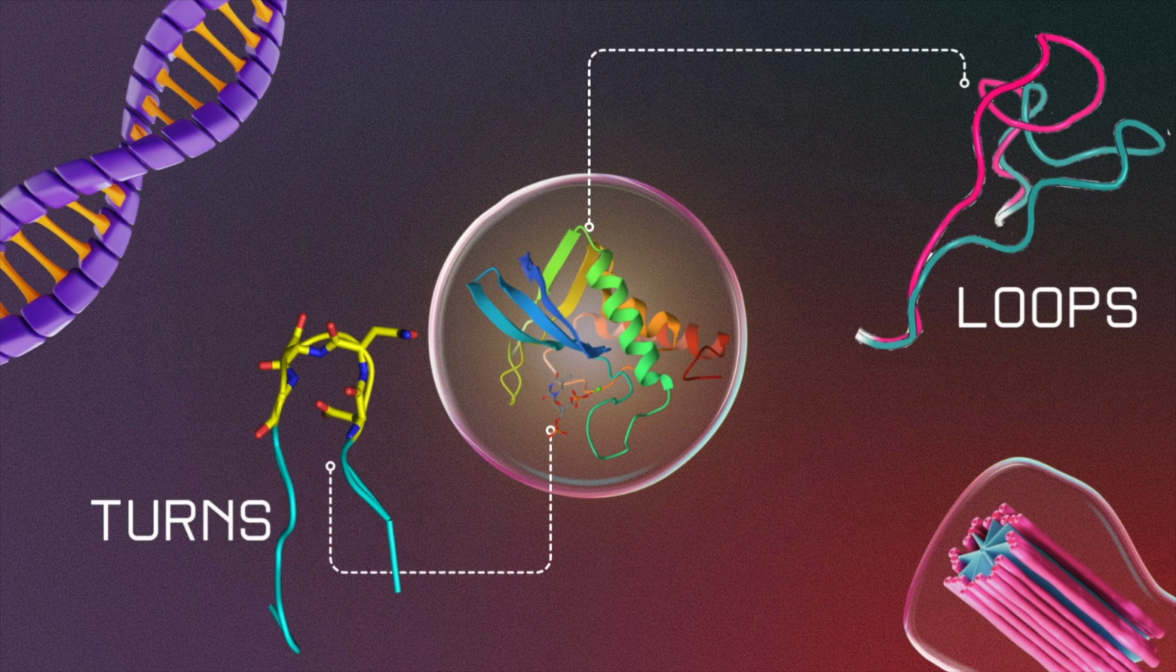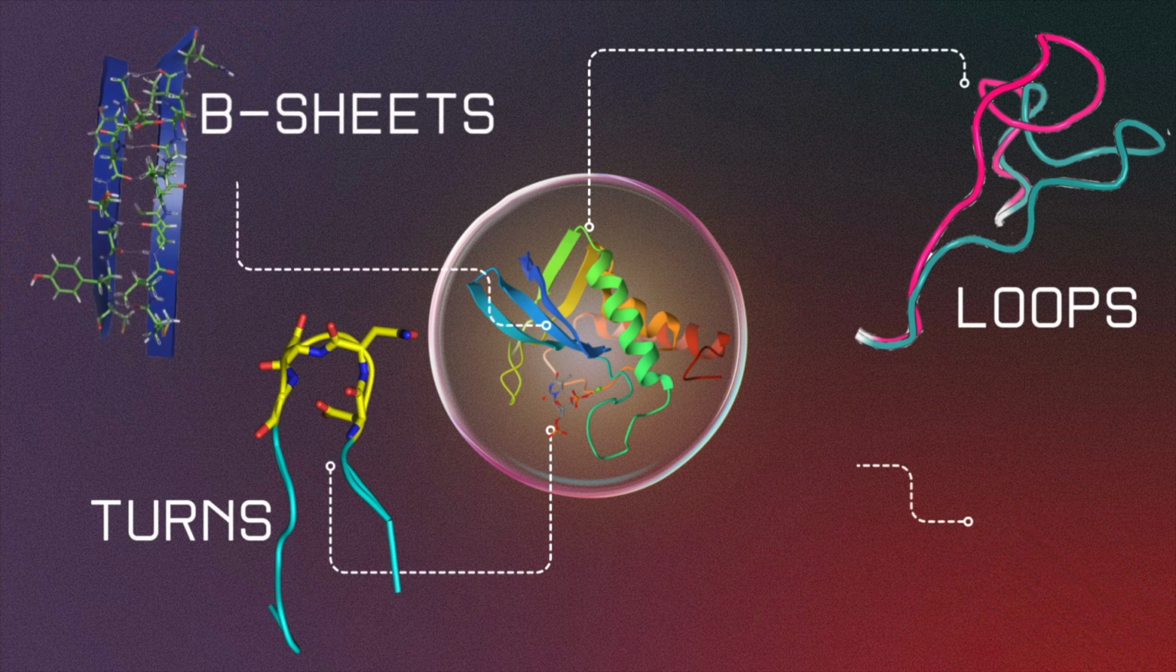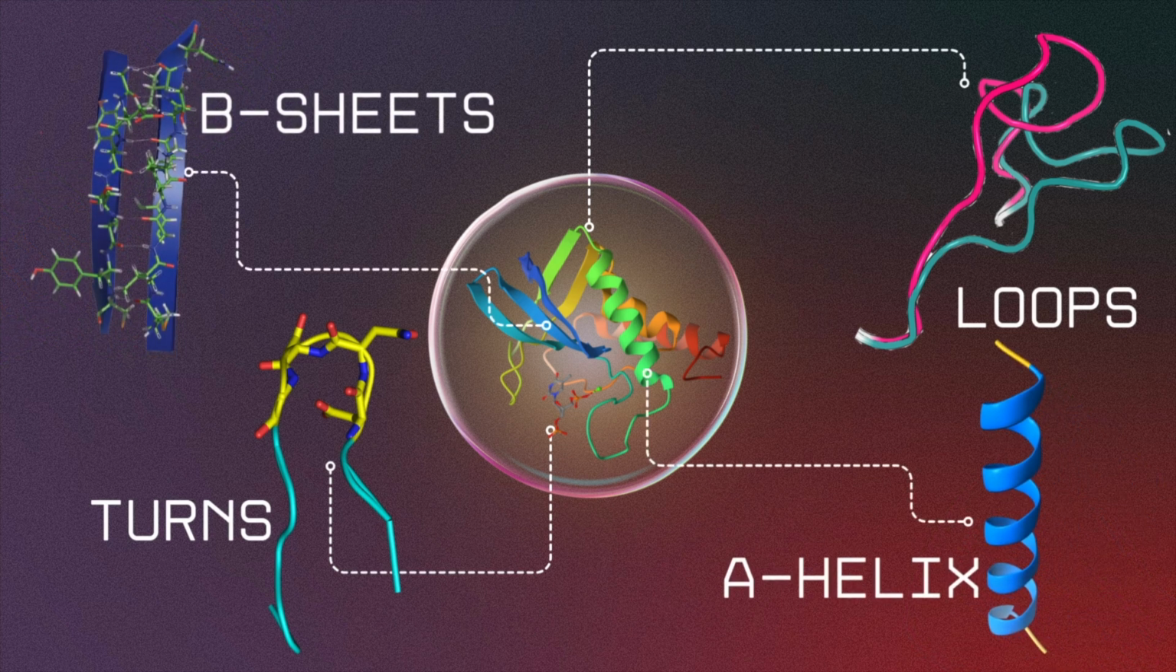Loops are longer, flexible, and irregular. They often sit on the surface of proteins and connect elements like helices and sheets. Turns, on the other hand, are shorter, just 3 to 5 amino acids long, and reverse the direction of the polypeptide chain. They may seem small, but they are vital to the compact 3D structure of proteins.